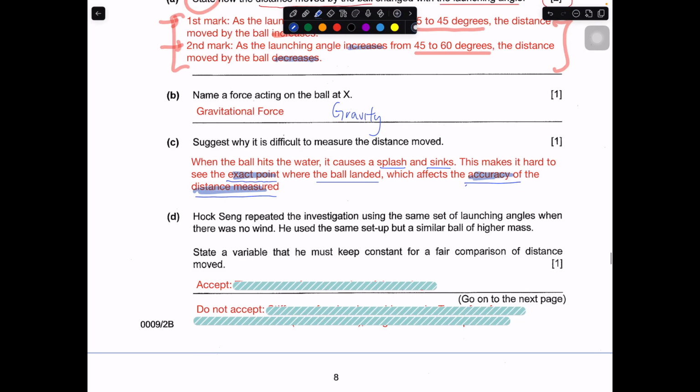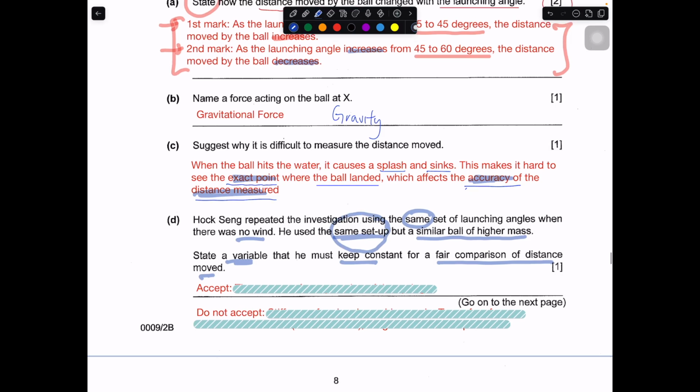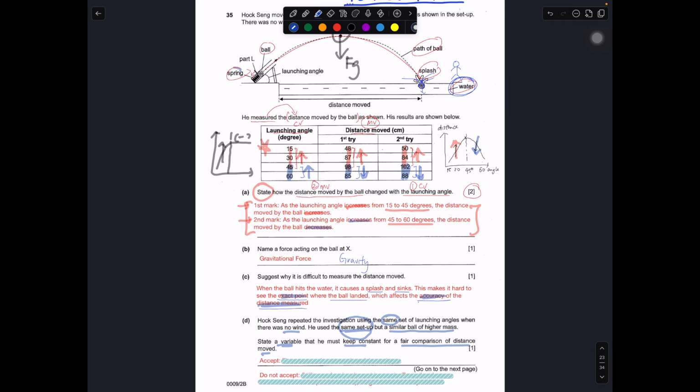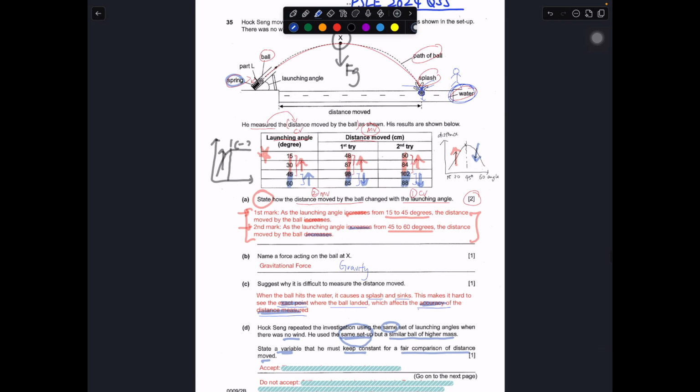Okay, Hoxing repeats the experiment using the same launching angle when there is no wind. He used the same setup but a similar ball of a higher mass. He wants to test whether a ball of a higher mass will yield the same result or a very different result, or if it's different, how different it is. State a variable that must be kept constant for a fair comparison of distance moved. In this case, he already says same setup. If you take a look at the diagram, you cannot tell me about change to a stiffer spring, change to a lefty spring, or change the water to sand. Nothing to do with this.